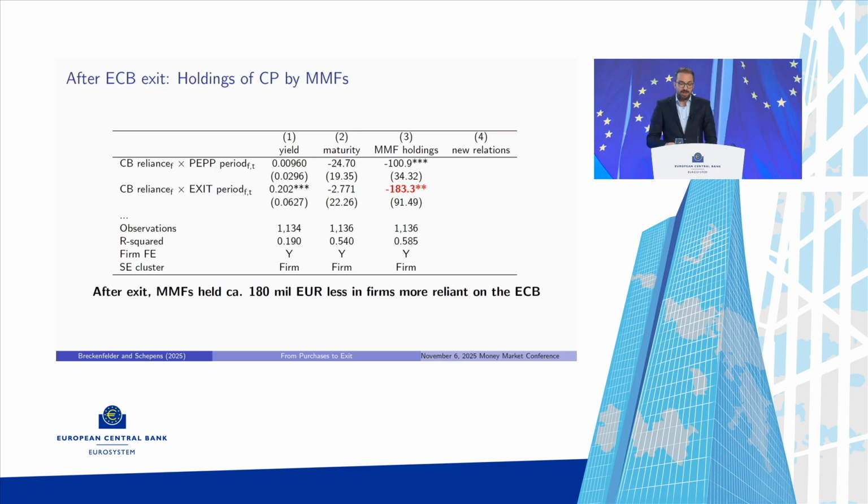Now, money market funds did come back. So what we look at here is the differential between more reliant and less reliant firms. Money market funds came back, took over the shares the central bank was giving back to the market. But what you can see is that those that were more reliant at the peak, their money market funds held, on average, 183 million less.